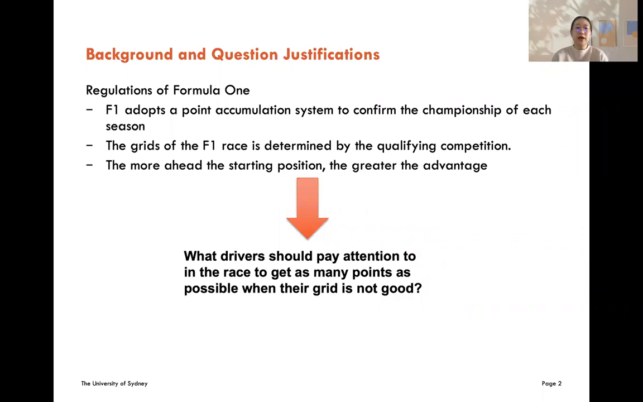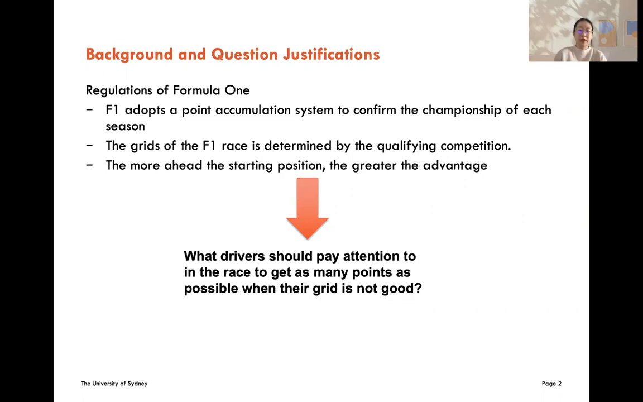F1 adopts a point accumulation system to confirm the championship of each season. The grades of the F1 race are determined by the qualifying competitions before the race. Generally speaking, the further ahead the starting position, the greater the advantage for the drivers to make more points in the race. And the question appears.